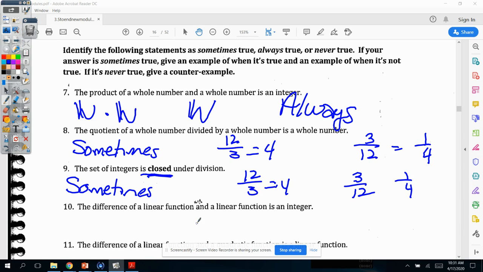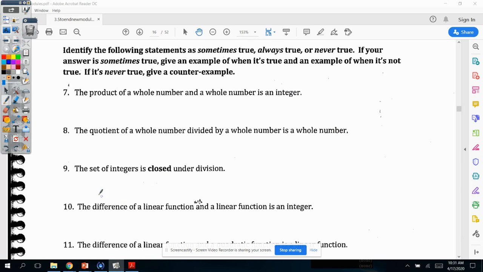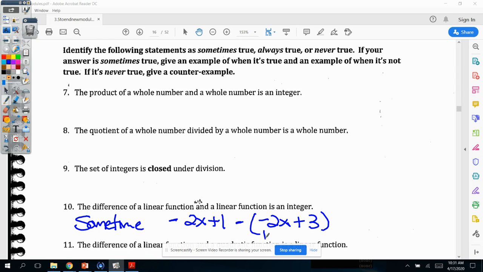The difference of a linear function and a linear function is an integer. Sometimes it's an integer, if the linear term crosses out. So if I have 2x plus 1 and then I have negative 2x plus 3, and I subtract those, I would subtract all the pieces. Some of you didn't do that on your quiz. That's a plus 2x and a minus 3. So now those two x's cancel out and I'm left with negative 2.